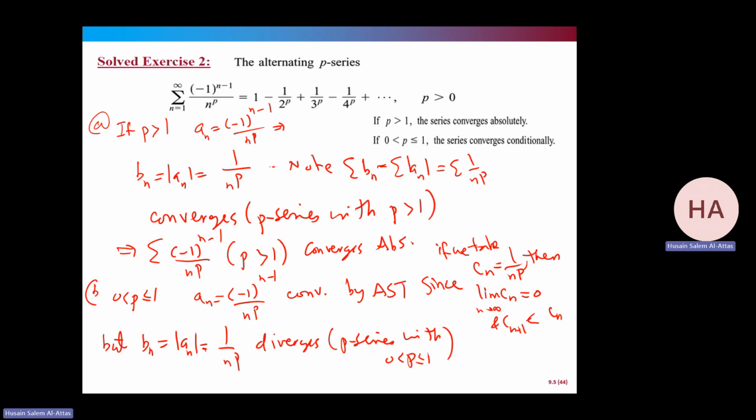So in the second case, that implies this series an, in case p between 0 and 1, converges conditionally, which is this. This is what we get. So that will save our time later.